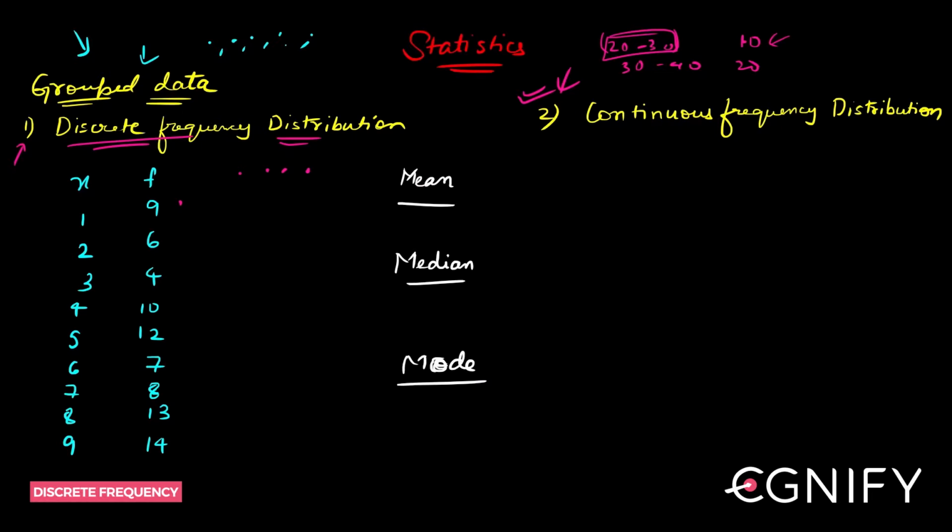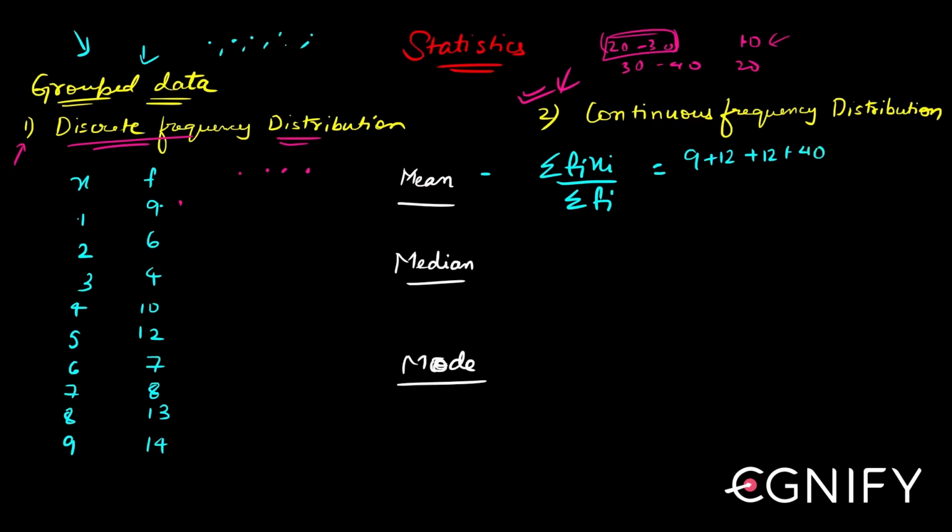So let's look at how to find the mean of this. The formula that we use is sigma fi xi by sigma fi. So what you do is you multiply x with the frequency, and you do that for each one. So 1 into 9, 9, plus 2 into 6, 12, plus 3 into 4, 12, plus 4 into 10, 40, plus 5 into 12, 60, plus 6 into 7, 42, and then you have 7 into 8, that is 56, and then you have 8 into 13, which is 112, right?